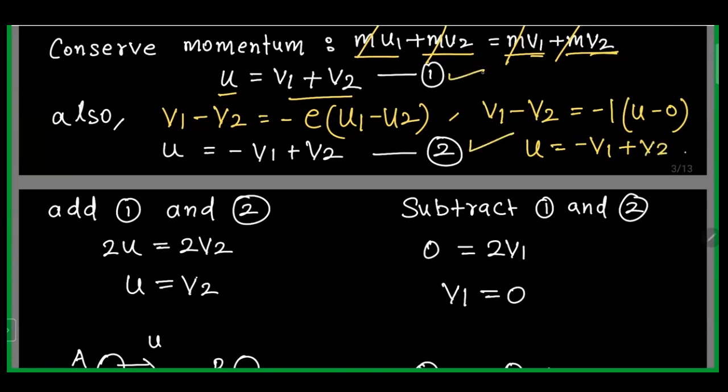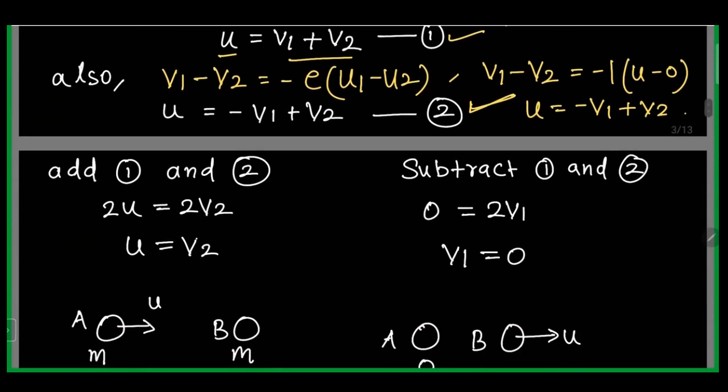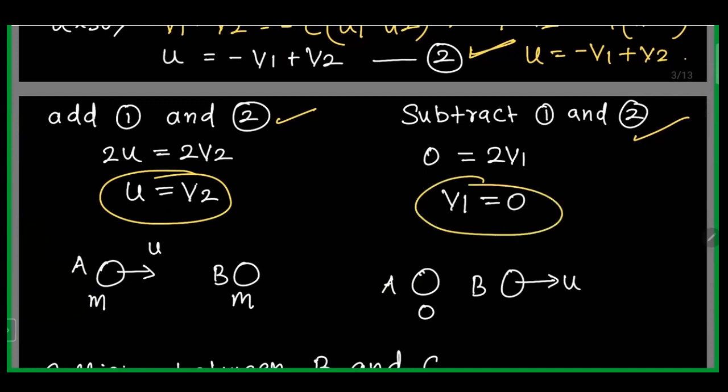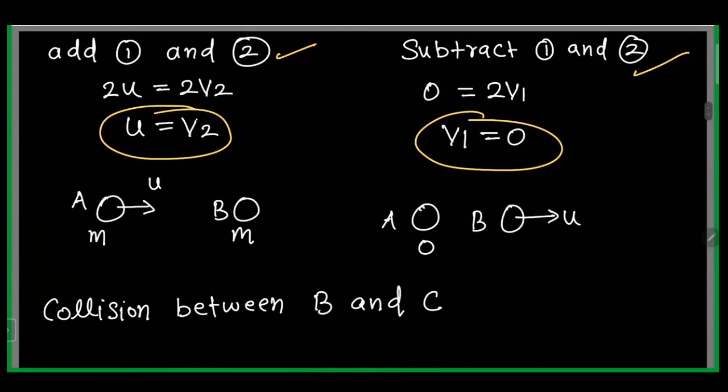So you get your first equation, you get your second equation. You can solve these equations: once you can add both, and another time you can subtract both. If you do this, then what you will get is that your V2 is U and your V1 is 0. It means after the collision, your second body is moving with U and your first body has stopped.